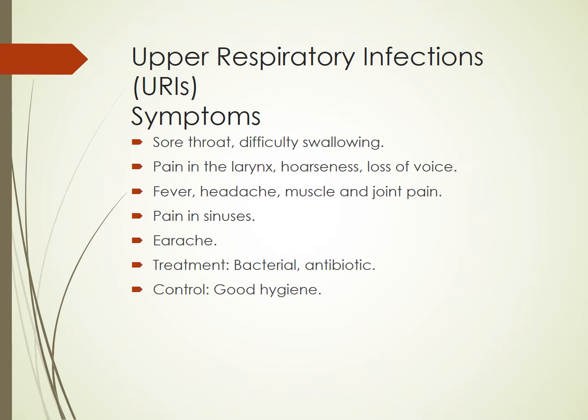So some of the symptoms that are associated with upper respiratory infections, and we've all had these, you get a sore throat, difficulty swallowing, you can have pain in the larynx, hoarseness. Some people actually can lose their voice because of the inflammation. A lot of people just generally overall do not feel good. They have a fever, headache, muscle, joint pain. Because of the congestion, they have pain in their sinuses. We already talked about the eustachian tubes in the middle ear inflammation, which causes an ear infection a lot of times.